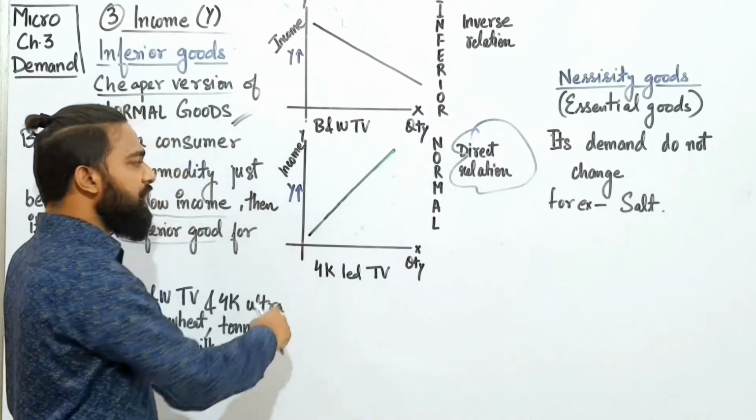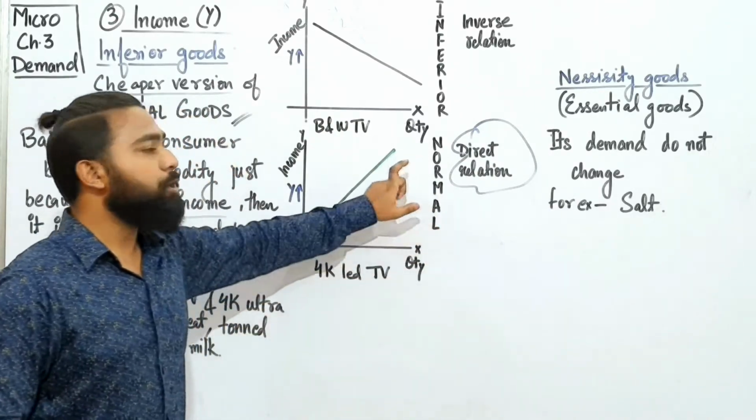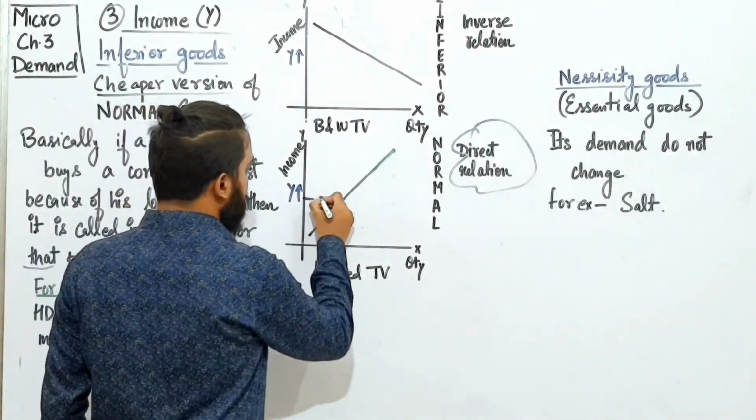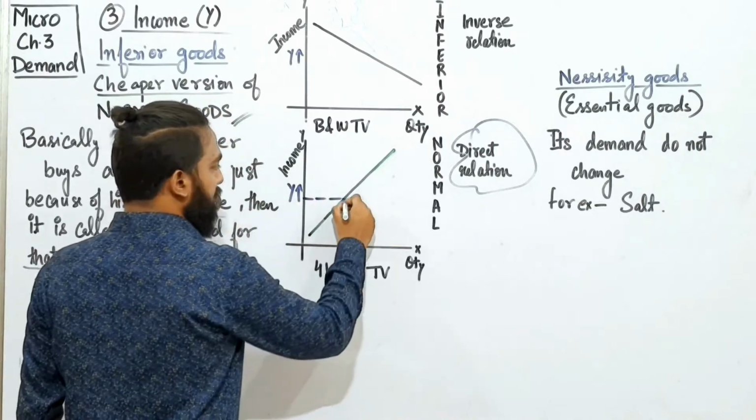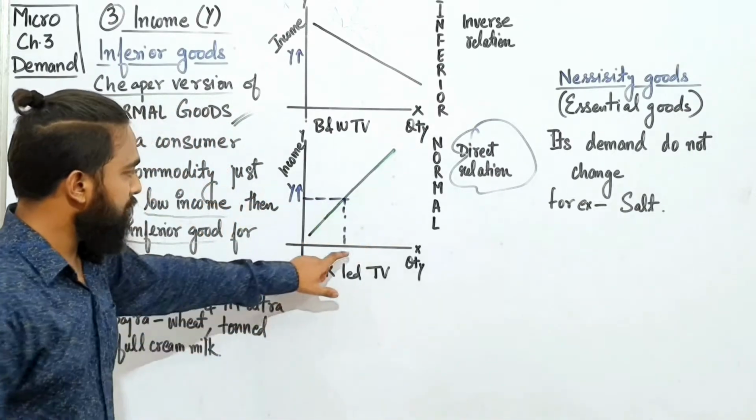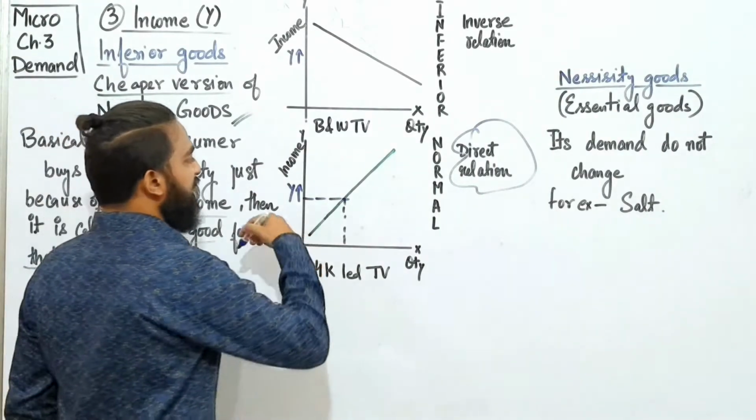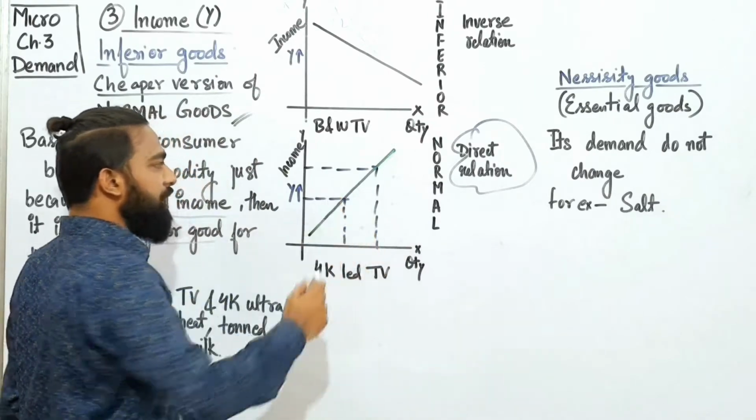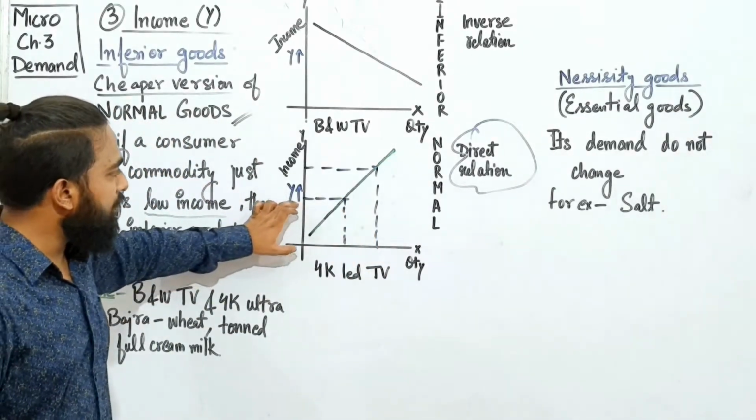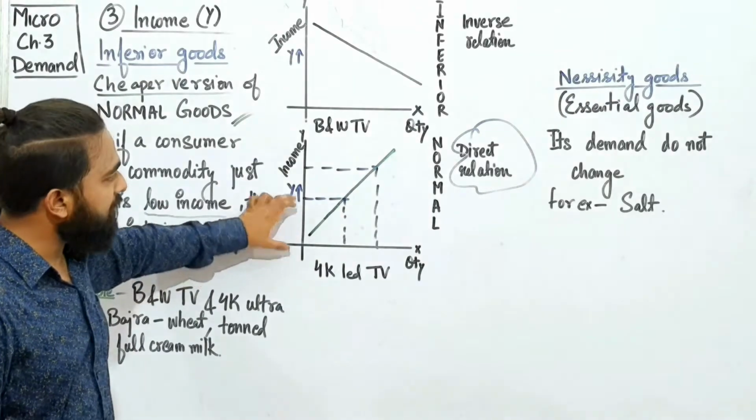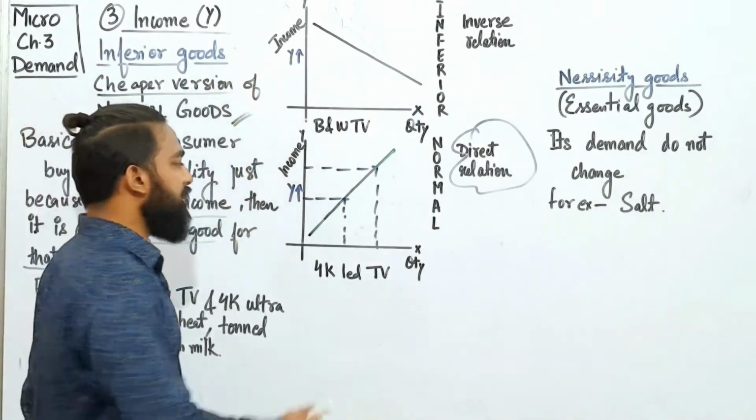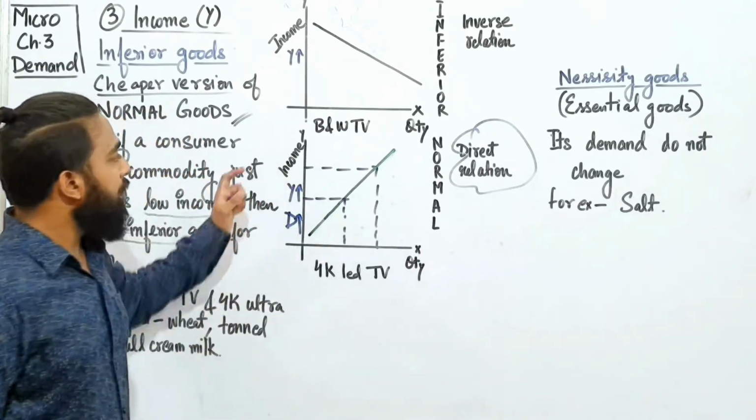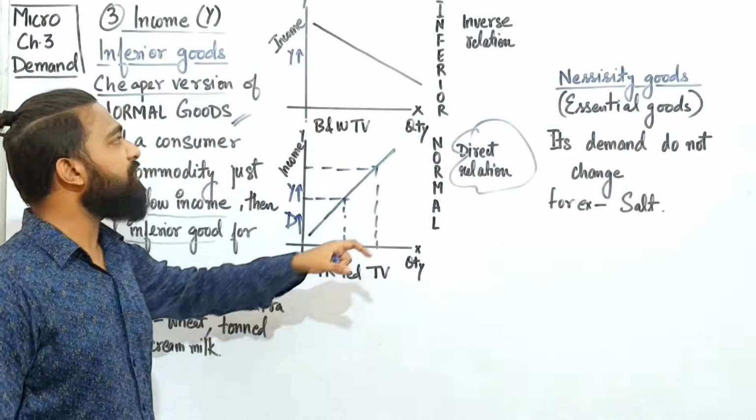If the income increases, then there is a direct relationship to normal goods. I will be buying more of a normal good. Suppose this is my income and I was buying this much amount of TV. Now, if my income increased, then there will be an increase in the demand of 4K LED TV. The income group lies here, and if the income group increases, then it will increase the demand of that TV. And here there will be vice versa.